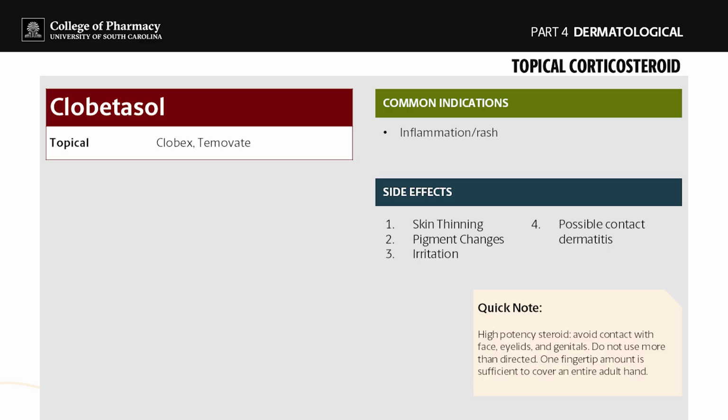A topical corticosteroid, Clobetasol, the generic name for Clobex or Temovate. These are indicated for inflammation and rash. Some of the side effects of this drug are skin thinning, pigment changes, irritation, and possible contact dermatitis. The main thing with this drug, when you talk to your patients about it, is to make sure that they apply a thin layer on the area that's affected. You want to tell them to avoid contact with the face, eyelids, and genitals. Just a small amount. And one thing I tell my patients too, don't cover this area with plastic or a Band-Aid, leave it open.